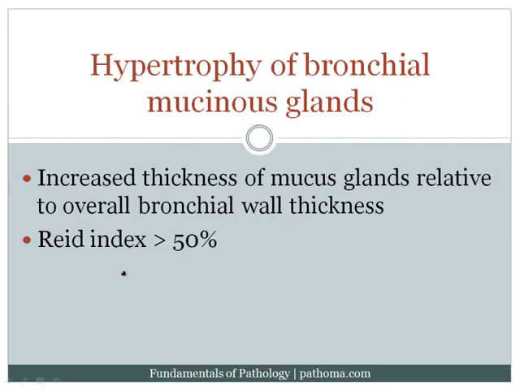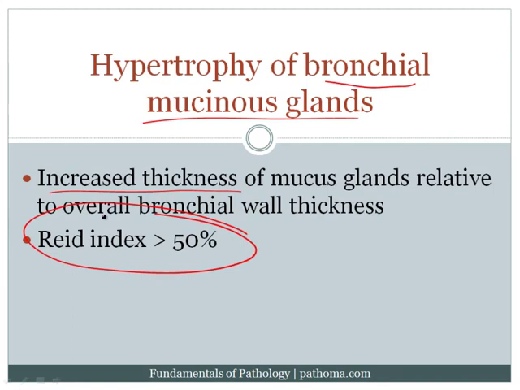At the same time, as I tell you in your text, and go back and read the text now, there's hypertrophy of the bronchial mucinous glands. This increases the thickness of the mucus glands relative to the overall bronchial wall thickness, and the Reed index becomes greater than 50%. Again, normally it should be less than 40%.